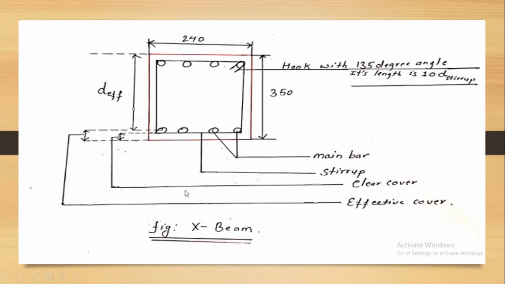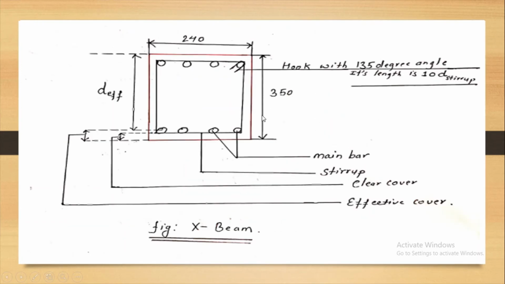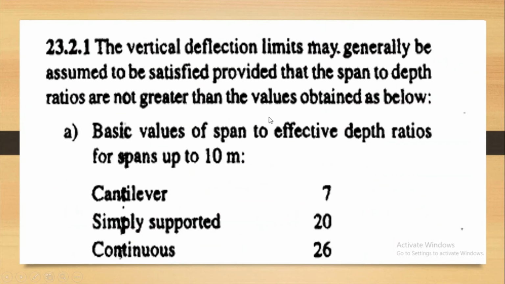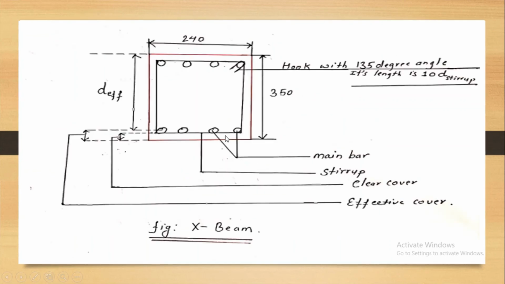Now you can see the cross section of the beam. Let me explain these figures. This is the width of the beam which we have calculated, 240 mm, right? And this is the overall depth which we have also calculated, 350 mm. Okay, and what is d effective? D effective is the effective depth. It is the distance from the top surface of the beam up to the center of the bottom longitudinal reinforcement.